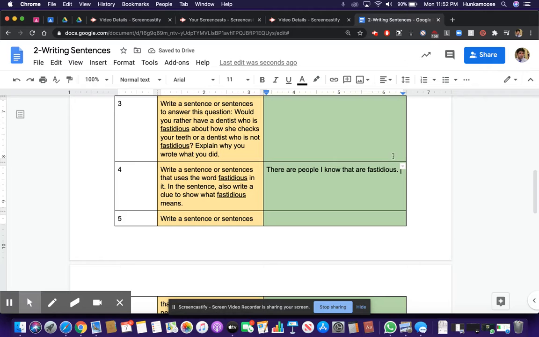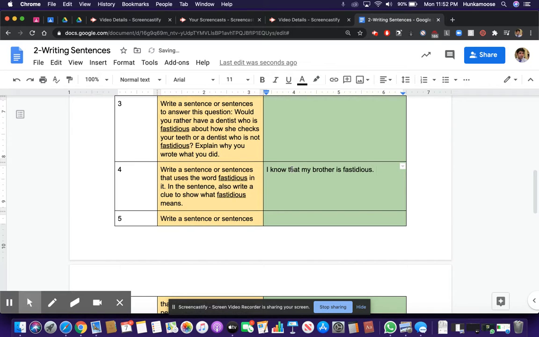Okay. So in this sentence, I started with a capital T. There are people. I is the subject. That's me. I'm the subject of the sentence. And guess what? The verb is know. I know. So we've got a sentence. There are people I know that are fastidious. I could even start something like this. I know. We've got our subject, capital. The first letter of the first word starts with a capital letter. I know that my brother is fastidious.